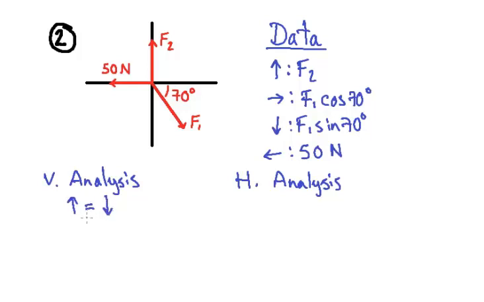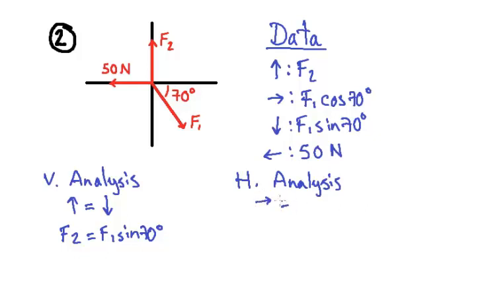That means there's a tie. That means upward force has to be equal to downward force because there's equilibrium. I know that the upward force is F2, and I know the downward force is F1 sine of 70. Now, if you notice, this equation has two variables. That means I cannot solve this. It's impossible to solve. So let's try to focus on the horizontal analysis then. Maybe we can find something there.